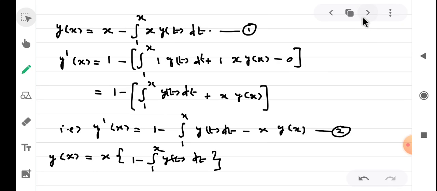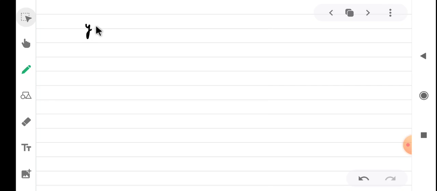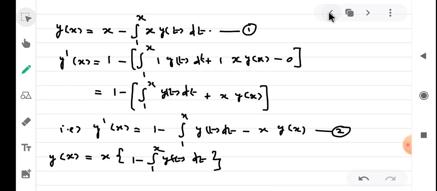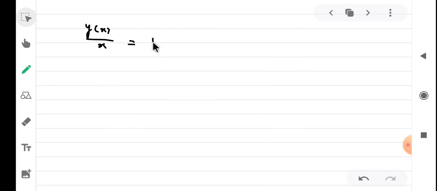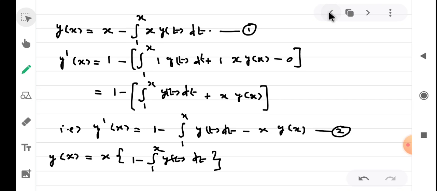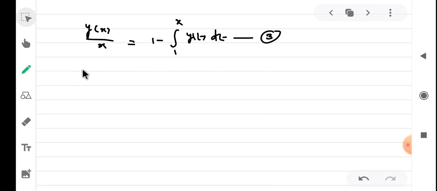So from this I'll get y of x divided by x is equal to 1 minus integral 1 to x y of t dt. Call this equation number 3. Here I have the expression 1 minus integral 1 to x y of t dt, so instead of this quantity, replace y of x divided by x.